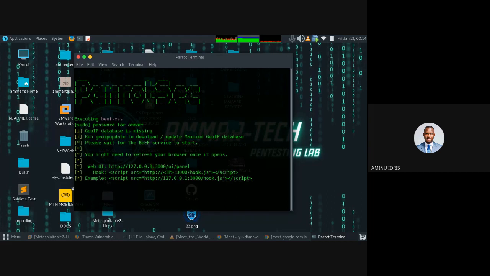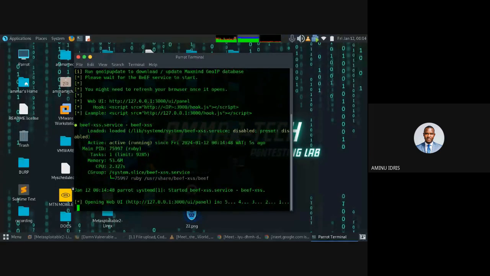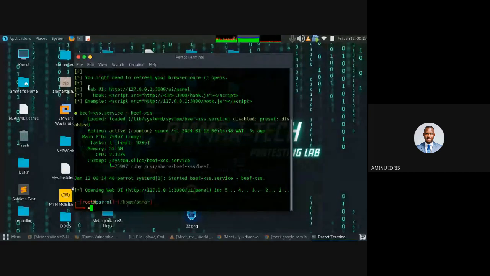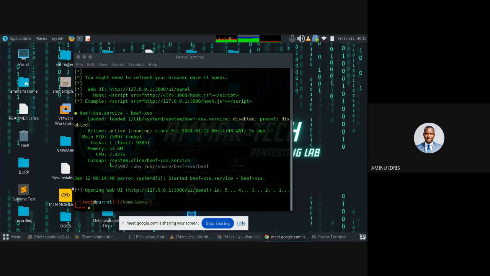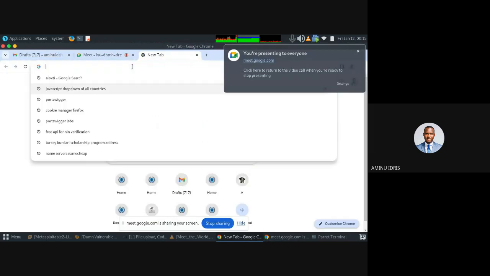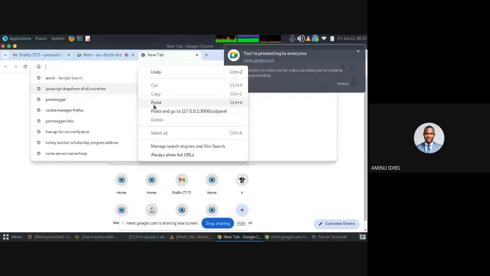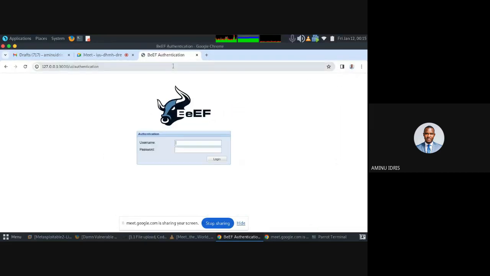If you look at it here, there is a URL example that was given to us. We have the web UI URL, which is this. Once we click on this, it is going to allow us to access the control panel for BeEF. Let me copy the link because I want to access it. For the sake of this demonstration, I'm going to use Chrome as my attacking browser and Firefox as the victim browser, and then we see how it is going to work. Like I said, it's going to open.